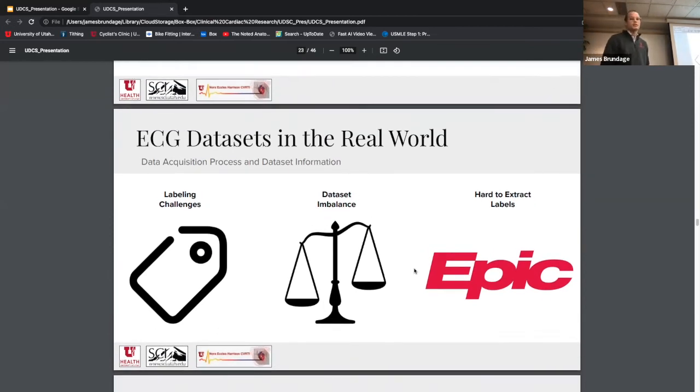And the first was obviously labeling challenges. It's interesting you brought up this imbalance issue. Data set imbalance is a huge problem. And in medicine, at least in my experience with this project, it's tended to go the opposite direction, where we have more sick examples than healthy examples.